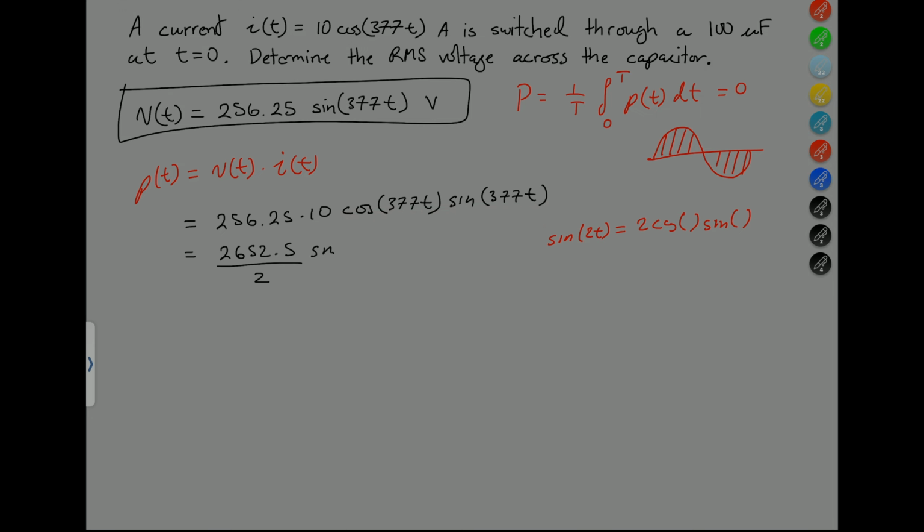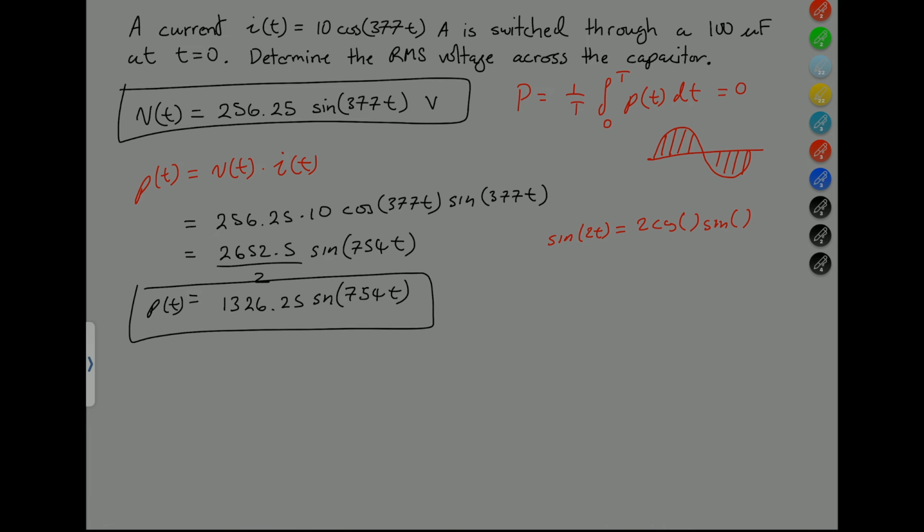So that now is equal to sine, and that 2 times 377 will give us 754 times t, and that will be our instantaneous power. So that is equal to 1326.25 sine 754t, and that is our instantaneous power. So now we have our instantaneous power.